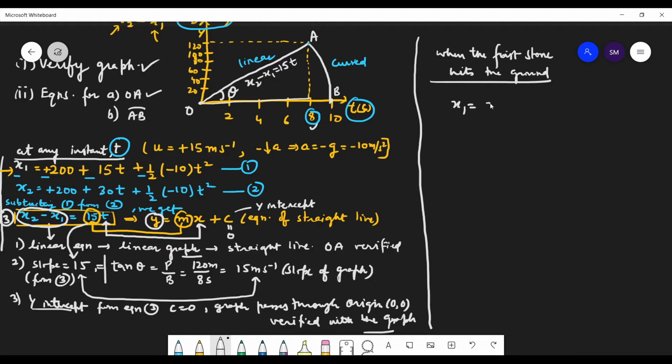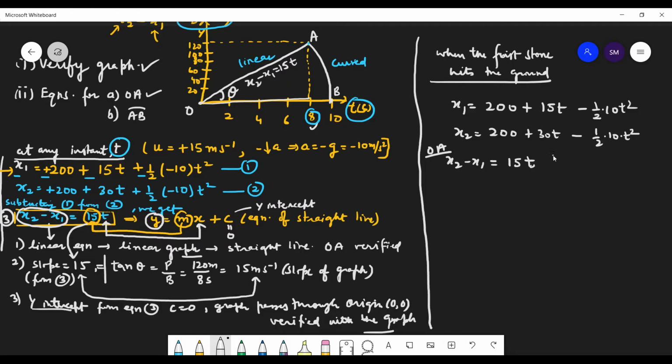x1 is equal to 200 plus 15t minus half 10t square, and x2, the position of the second stone at time t, is 200 plus 30t minus, you can write it as 5t square also. That's the same thing. Now x2 minus x1, that's the graph from O to A. This we have got as 15t, so that's linear.